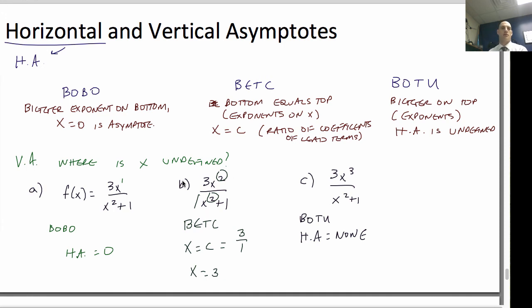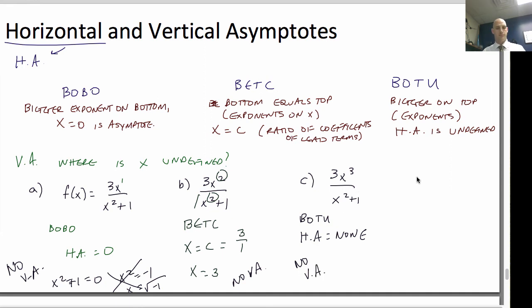Let's look back at these three real quick. Do they have any vertical asymptotes? Is there anything that's going to make it undefined? On top, we check the numerator, there's no square roots, there's no radicals. But on bottom, is there anything where x squared plus 1 could equal 0? Well, that would be x squared equals -1, so x would be the square root of -1. If it's not real, it can't be an asymptote. So no vertical asymptotes. This one, no vertical asymptotes. This one, no vertical asymptotes.